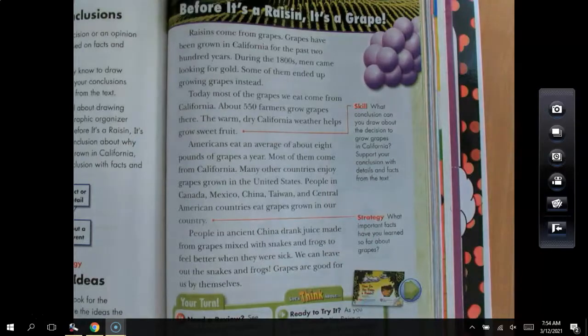How would I even begin to make a raisin? So right there, you're already thinking and you don't even know it. So that's our question. That's what we're going to be filling out. After I read the story, we're going to fill out a graphic organizer based on that question. What conclusion can you draw about making your own raisins? All right, here we go.